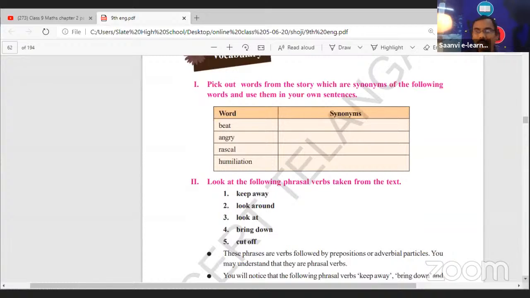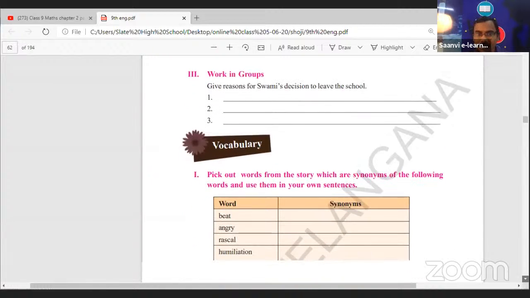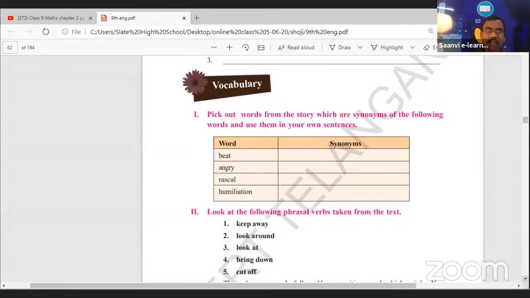Okay, students, I hope this is where we have finished our lesson in the previous session. So finally, we have written, give reasons for Swami's decision to leave the school. In this lesson, we have learned about a mischievous child named Swami, isn't it? So here we go with the vocabulary section. Pick out words from the story which are synonyms, the same meanings, of the following words and use them in your own sentences. So get ready with a pencil and your textbook.